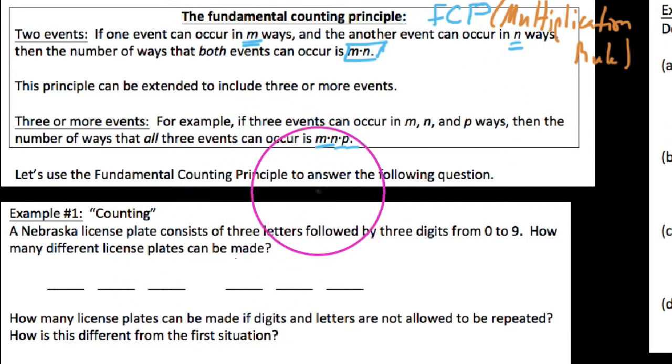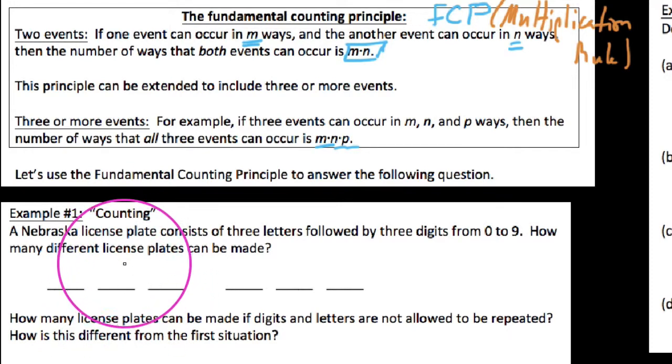So I want to use this multiplication rule, or the fundamental counting principle, to essentially determine the number of possible ways or outcomes that exist for these given situations. Starting with this one right here, we say a Nebraska license plate consists of 3 letters followed by 3 digits from 0 to 9. We want to know then how many different license plates could we formulate here? Well, the idea here is this. And I hope you see this here.